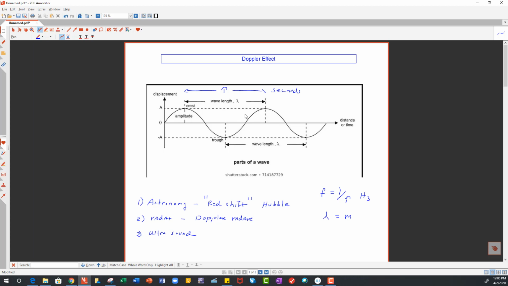Before I begin the discussion on the Doppler effect, there are also some pretty good videos out there. I posted a couple of them on Canvas as well, and I would encourage you to take a look at them. But before I do that, one thing I'd like to explain is how we graphically look at waves, whether it's electromagnetic waves or sound waves.